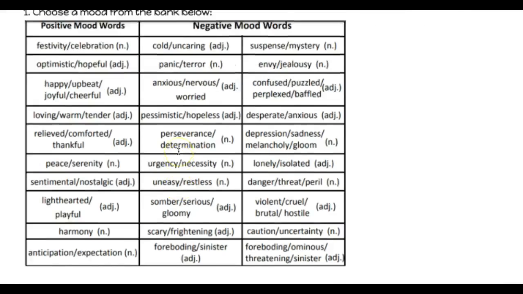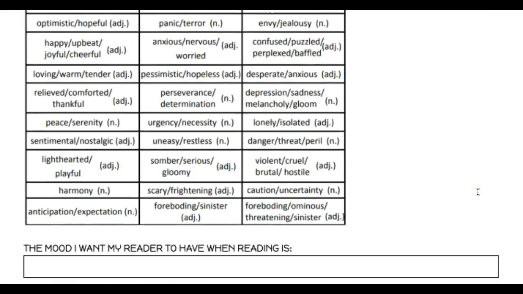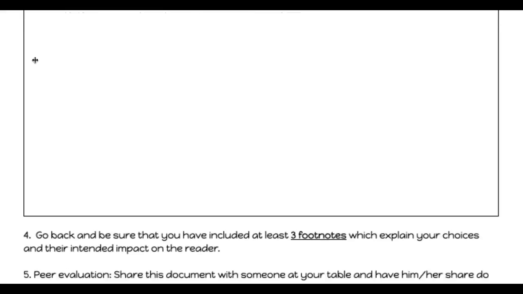Then the last part, this is the part you're getting graded on. You need to write 5 sentences describing one of the following. So again, you can choose from the Lake County Fair, the school bus, or the square. If you have a different option in mind, feel free to pursue that. Maybe you want to describe your block on Halloween or something like that. That is totally fine. But those three options are there for you if you're having a hard time deciding on the setting you want to use. If you change the setting, please indicate what the setting is before you dive into your response here.